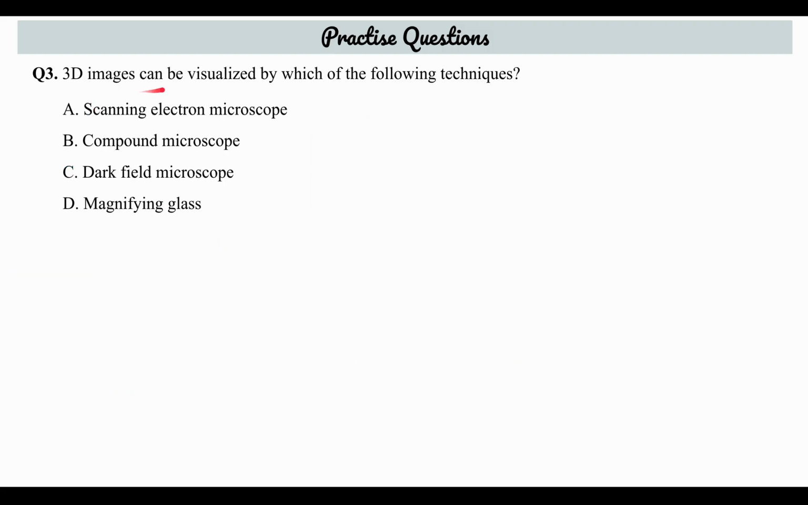So the next question is, 3D images can be visualized by which of the following techniques? Option A, scanning electron microscope. Option B, compound microscope. Option C, dark field microscope. And option D is magnifying glass. So you have to tell among all these techniques which can allow us to see the 3D images.